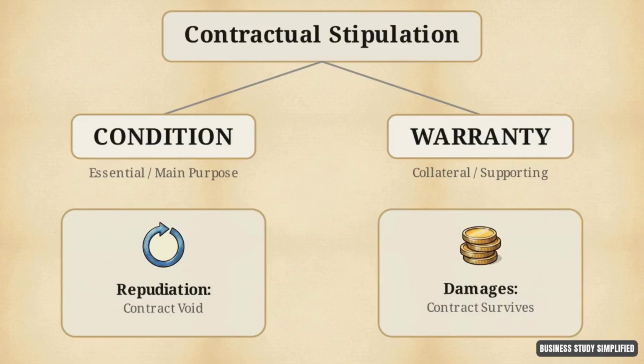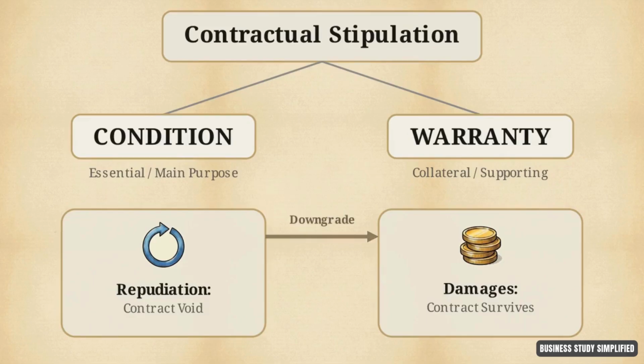On the right, a warranty is a stipulation that is merely collateral or supporting to the contract's primary objective. Because a warranty is secondary, its breach does not destroy the agreement. The contract survives, but the buyer is entitled to claim financial damages to offset the specific defect.